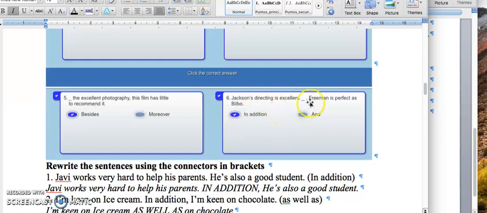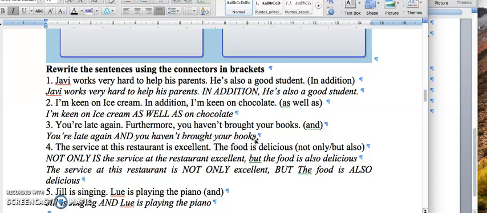In addition, comma, Freeman is perfect as Bilbo. Well, the sentences that we have to rephrase. Javi works very hard to help his parents. In addition, comma, he's also a good student. I am keen on ice cream. In addition, I'm keen on chocolate. I'm keen on ice cream as well as on chocolate, okay? So we continue with the on. If you omit on, it's okay. It's also a correct sentence.